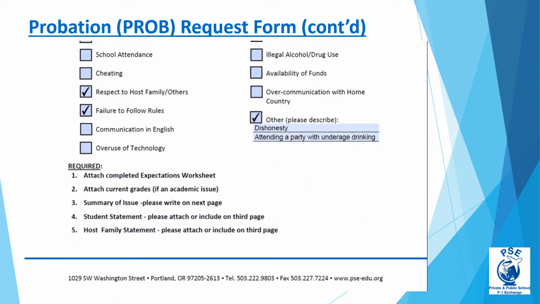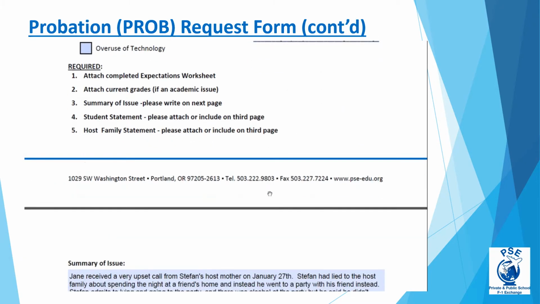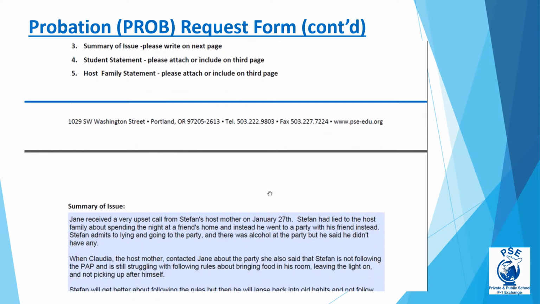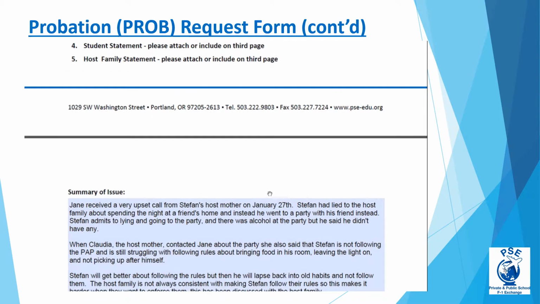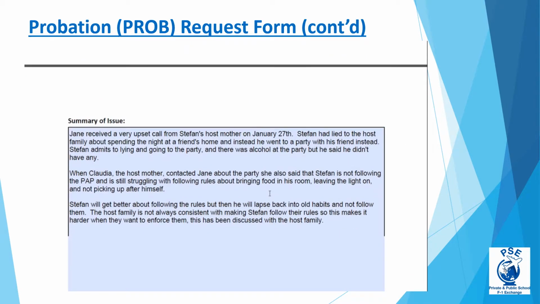You'll see here that the following items are required: the completed expectations worksheet, the student's current grades, if it's an academic issue, and a summary of the issue or issues, which will be typed on the second page of the form. And again, please note that a student statement and a host family statement are both required and should be inserted into page 3 of this form. At this time, please pause the training and read the summary of issues. Then, click on the play button to resume the training.